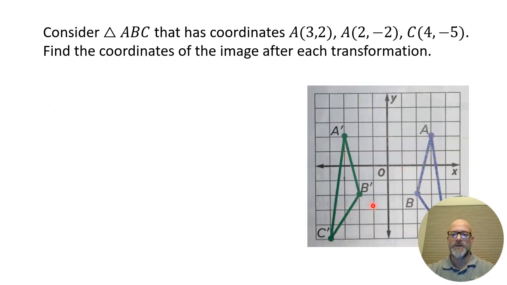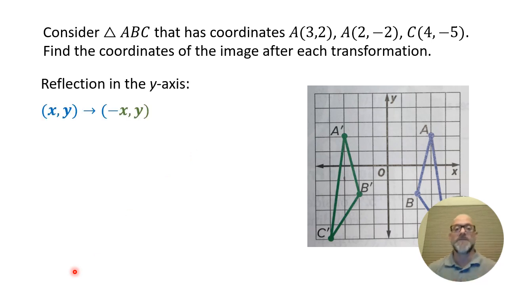Let's try another one. Here we have blue mapping to green. Blue is the pre-image, green is the image. And what do you see? What type of transformation is this? Okay, it's again a reflection, this time a reflection about the y-axis. A maps to A prime, B to B prime, and C to C prime. Great, let's try it. What's the rule again for reflection on the y-axis? (x, y) maps to (negative x, y). Notice when you reflect in the x-axis, it is the y value that gets negated. When you reflect in the y-axis, the x value gets negated.